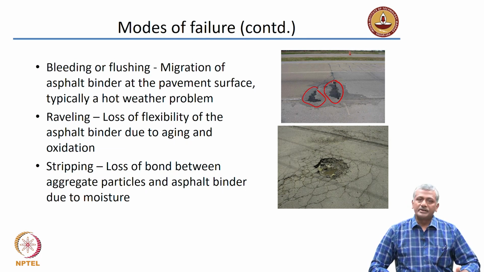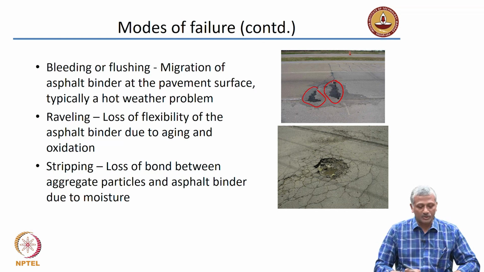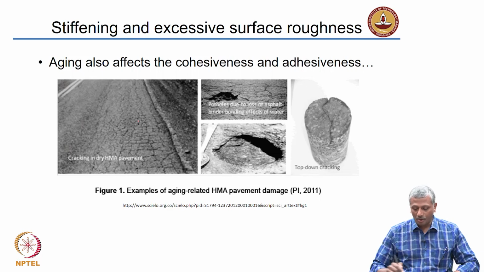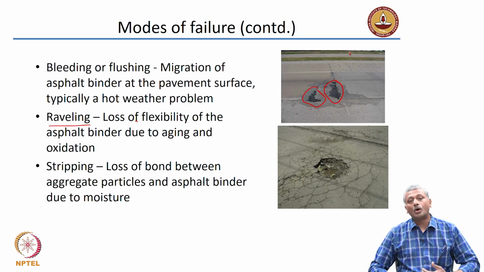Now, like polymers, asphalt also loses its flexibility with aging. Why is aging happening? Not just because of wear and tear caused by natural service conditions, but also because ultraviolet radiation from the sun affects the pavement surface. Raveling is the term associated with the loss of flexibility of the asphalt layer or asphalt binder because of aging and oxidation.